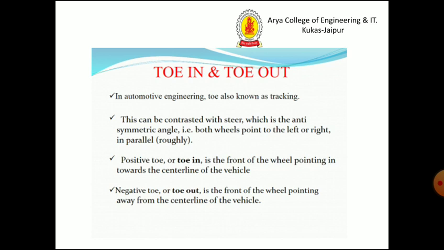In automotive engineering, toe, also known as tracking, can be contrasted with steer, which is the anti-symmetric angle when both wheels point to the left or right in parallel. Positive toe, or toe-in, is when the front of the wheel points towards the center line of the vehicle. A negative toe, or toe-out, is when the front of the wheel points away from the center line of the vehicle.